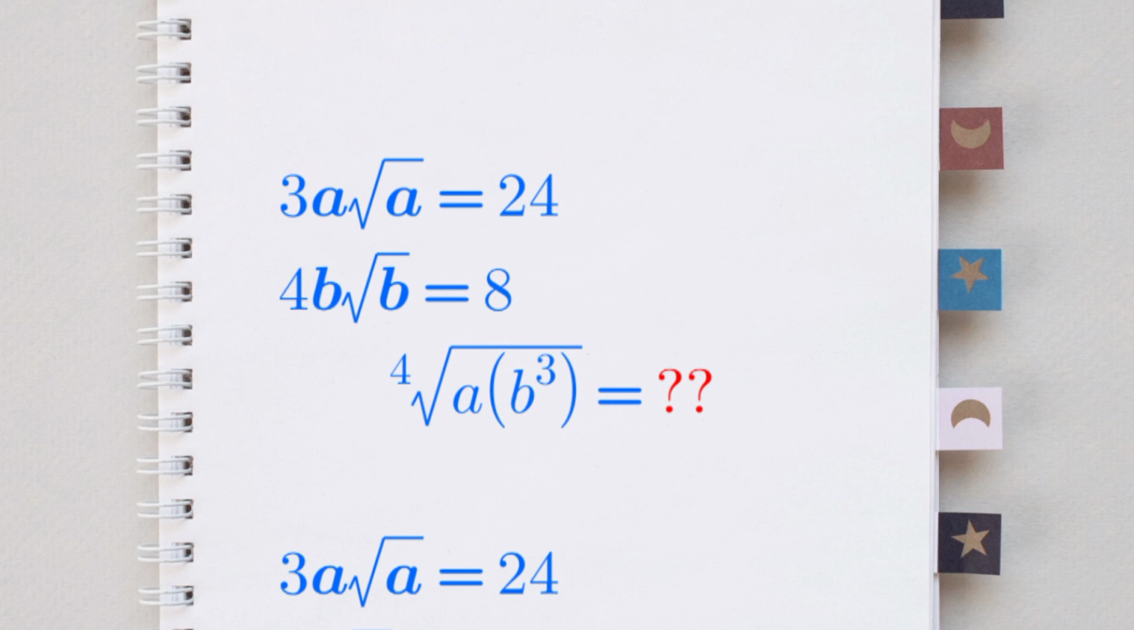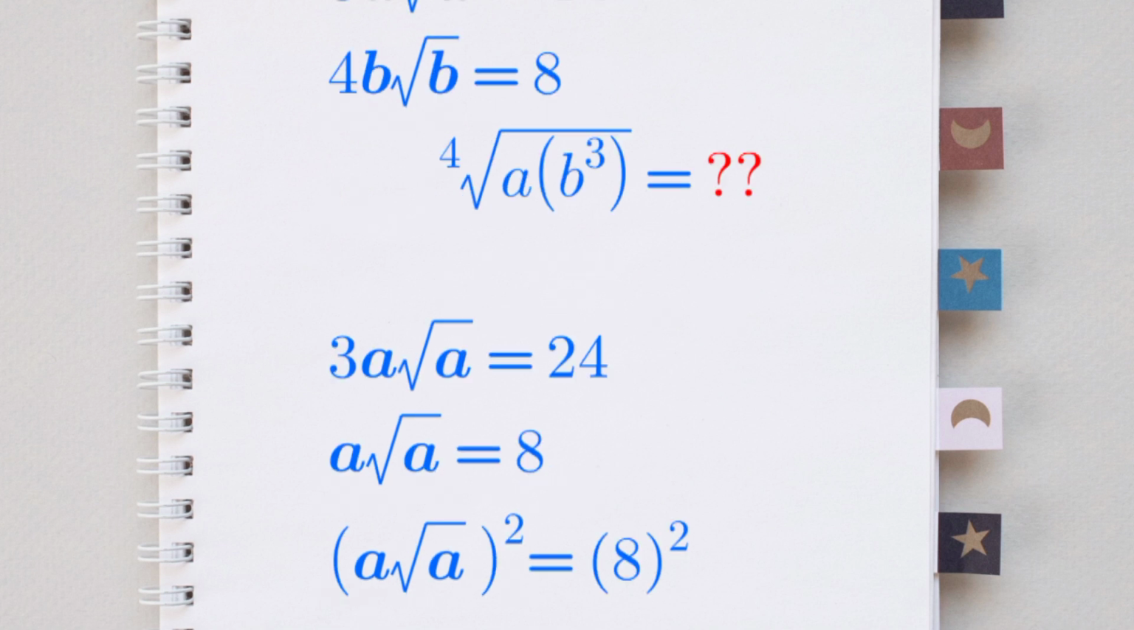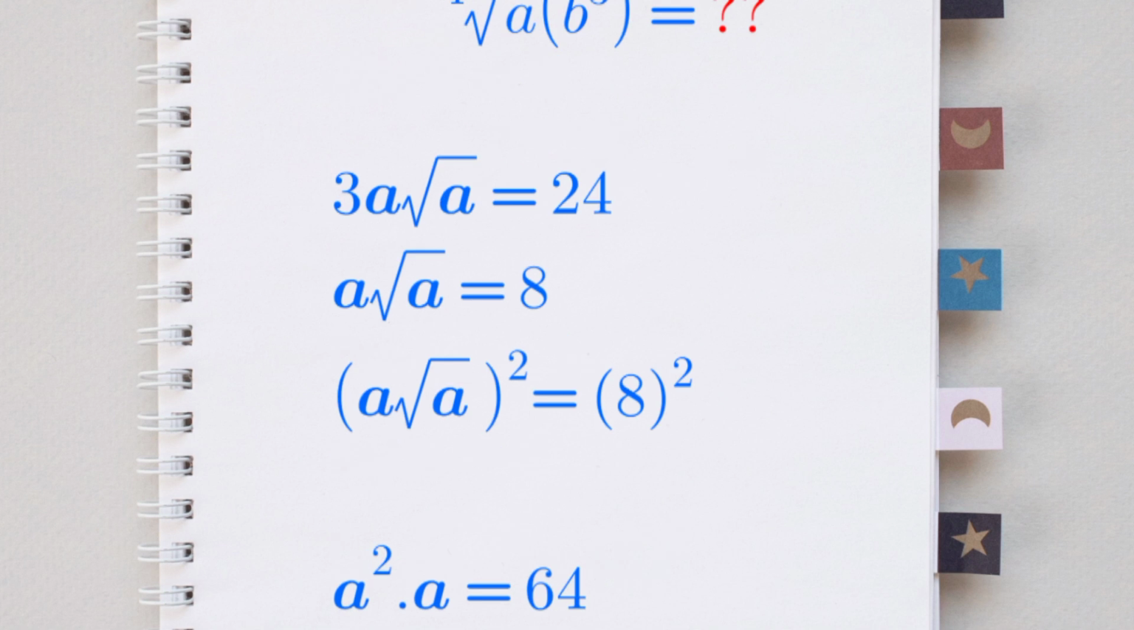So the first step we're going to take is dividing through by 3. When we divide through by 3, we have a√a = 24 divided by 3, which is going to give us 8. So we have a√a = 8. Now the next step is to square both sides to get rid of the square root, that is the square root of a. This is going to give us a squared. Then when the square root is cancelled, we have multiplied by a is equal to, when you square 8 you have 64. So you have a squared multiplied by a is equal to 64.